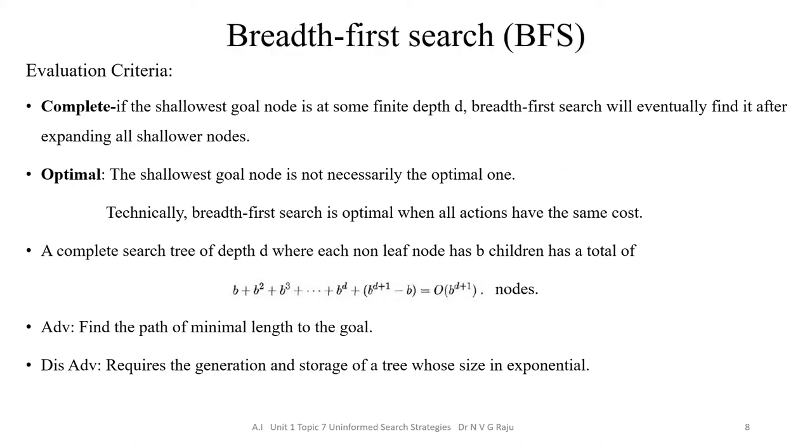Consider a complete search tree of depth d where each non-leaf node has b children. It has a total of b plus b squared plus b cubed and so on nodes. Finally, in the worst case, the order of b to the power d plus 1 nodes are generated by BFS. The advantage is that it finds the path of minimal length to the goal. The disadvantage is that it requires generation and storage of a tree whose size is exponential.